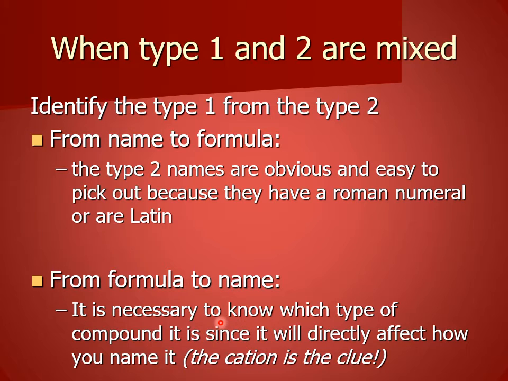Well, basically, if you want to go from the formula and name it correctly, it is necessary to know which type of compound it is, since it will directly affect how you name it. Remember that the cation is the clue that will control the system you use to name. Will it have a Roman numeral or not? Will you have a Latin version or not? That's really the decision.